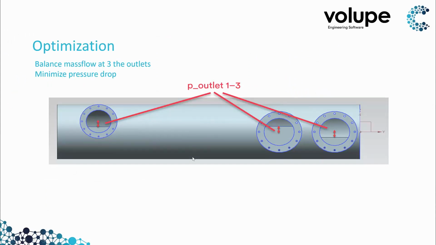Finally, if we have done that with the baseline design, we can start our optimization and get really some value out of our simulation and our setup here. In the pipe system that I showed you, the mass flow of the 3 outlets should balance, so there should be no difference between the 3 outlets, and you see that they have different diameters and they are differently located. So this is not an easy task to do by hand. At the same time, I want to minimize the pressure drop of the whole pipe system here.